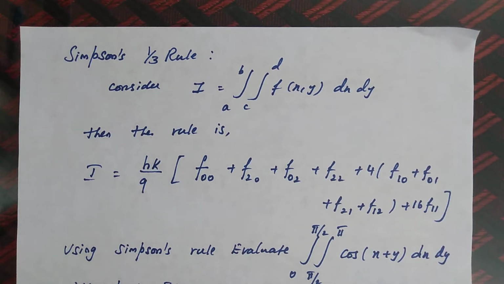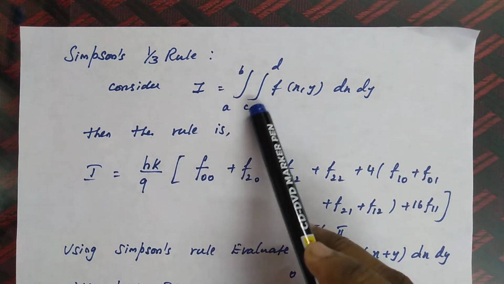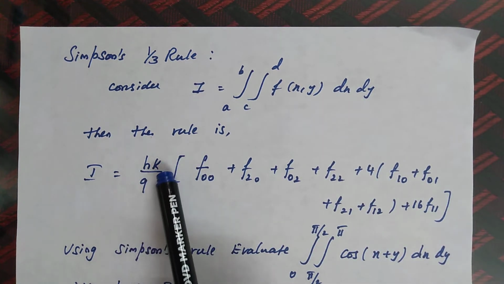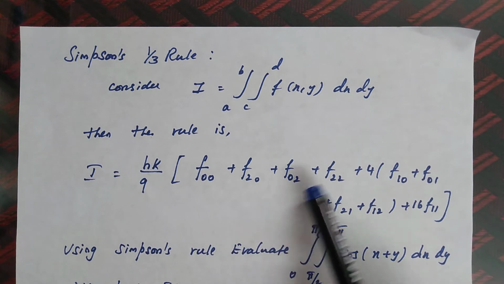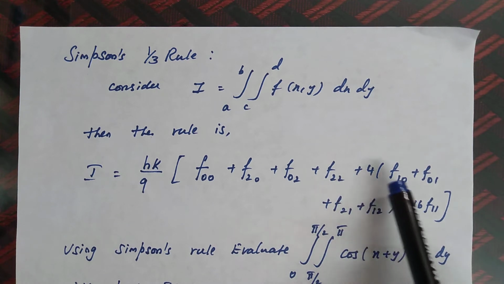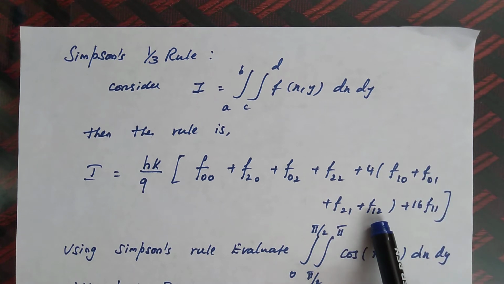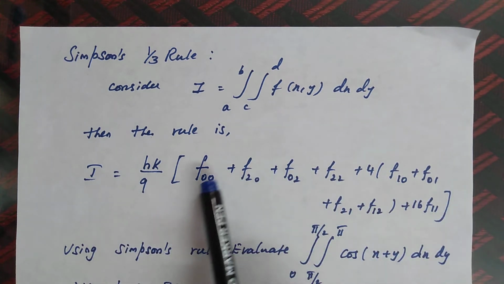So under the double integration, we have the next result, Simpson's 1/3 rule. Okay, so under the double integration, we have two results. First one is trapezoidal rule and the second one is Simpson's 1/3 rule. The rule is, consider I is equal to double integral a to b and c to d f of xy dx dy. Then the rule is I is equal to hk by 9 [f00 plus f20 plus f02 plus f22 plus 4 into (f10 plus f01 plus f21 plus f12) plus 16 into f11]. So this is the result under Simpson's 1/3 rule for double integration.